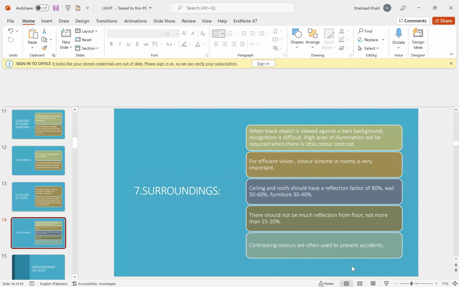Surroundings. When a black object is viewed against a dark background, recognition is difficult. A high level of illumination will be required when there is a lighter color contrast. For efficient vision, the color scheme in a room is very important. Ceilings and roofs should have a reflection factor of 80%, walls 50 to 60%, and furniture 30 to 40%. There should not be much reflection from the floor, not more than 15 to 20%. Contrasting colors are often used to prevent accidents.